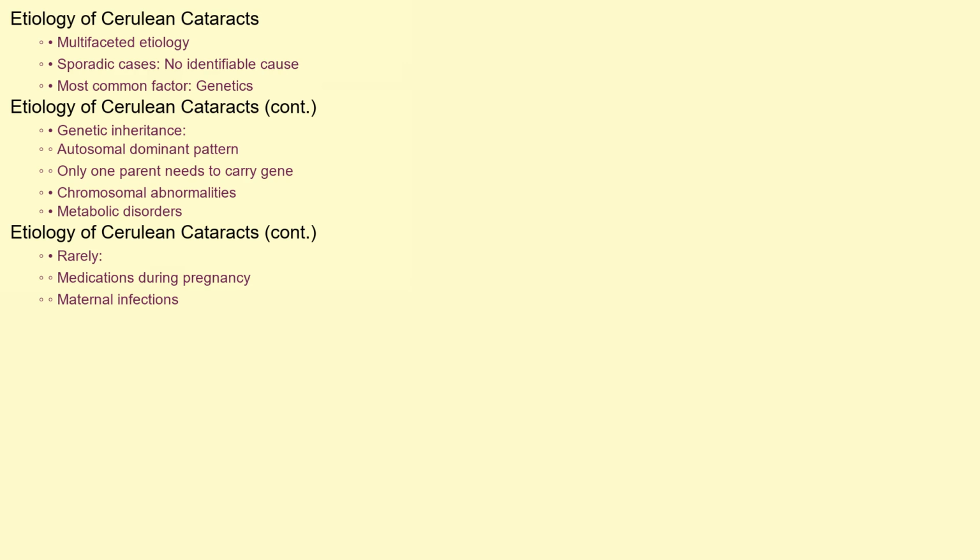The etiology of cerulean cataracts is multifaceted. While some cases arise sporadically with no identifiable cause, the most common factor is genetics. These cataracts are often inherited in an autosomal dominant pattern, meaning that only one parent needs to carry the gene for the child to be affected.